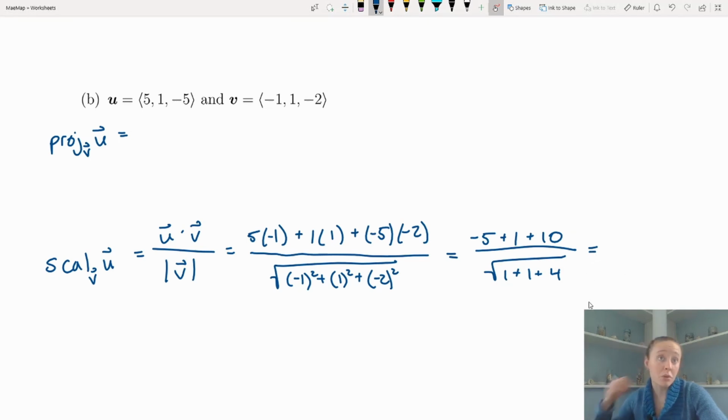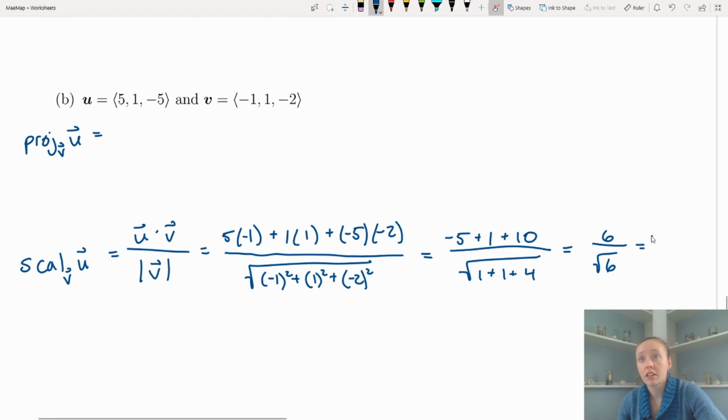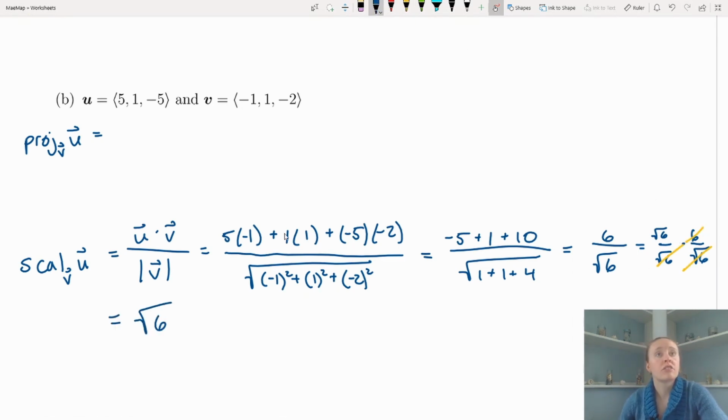So this is all equal to negative 5 plus 1 plus 10 gives us a positive 6, and 1 plus 1 plus 4 gives us 6, so that's 6 over the square root of 6, which, if we wanted to simplify this down, getting that radical out of the denominator, I'll multiply by root 6 over root 6. So you can see that I just get the square root of 6 for my scalar. So the magnitude of my projection, I know, is going to be the square root of 6.